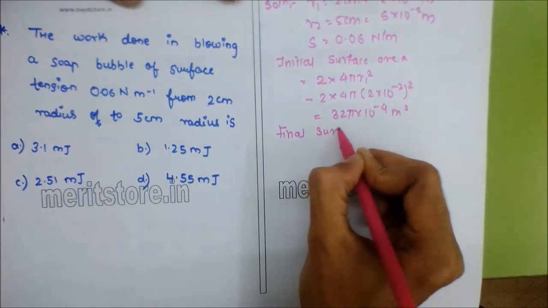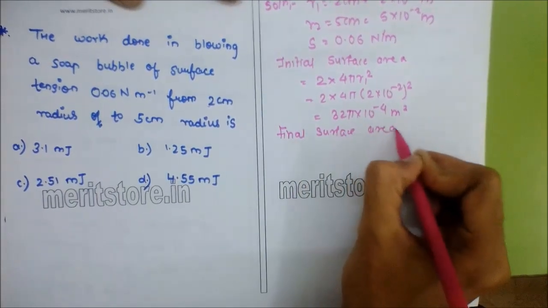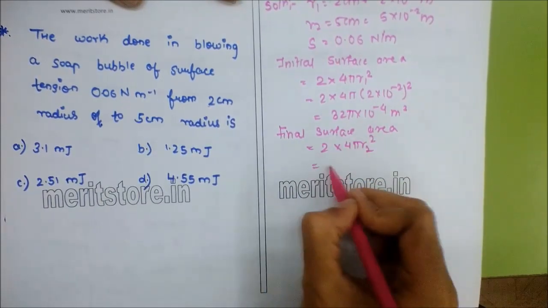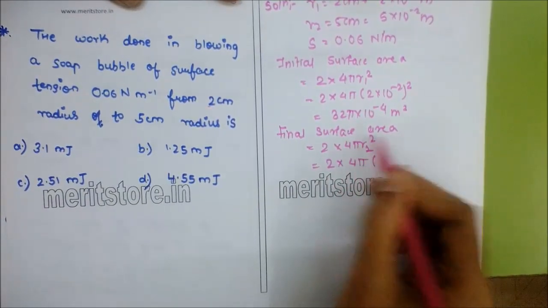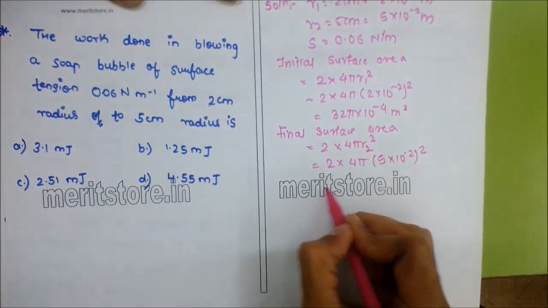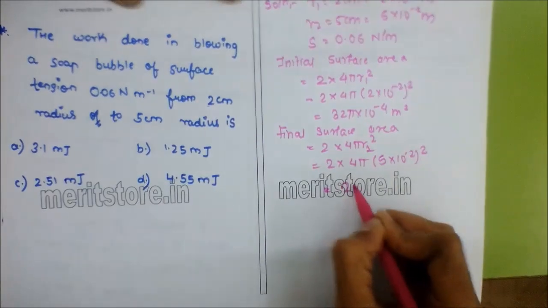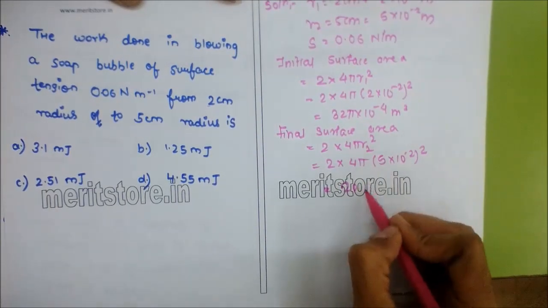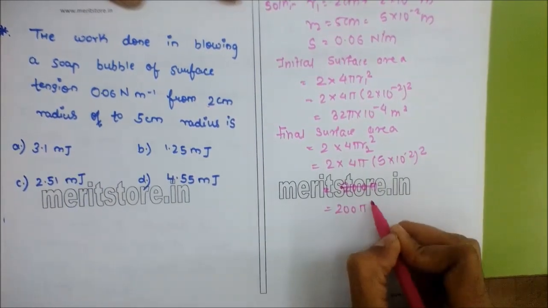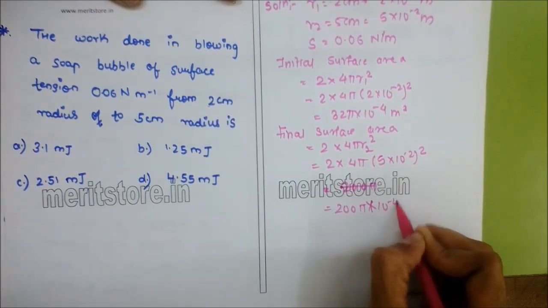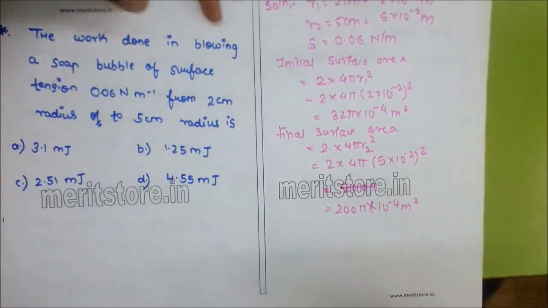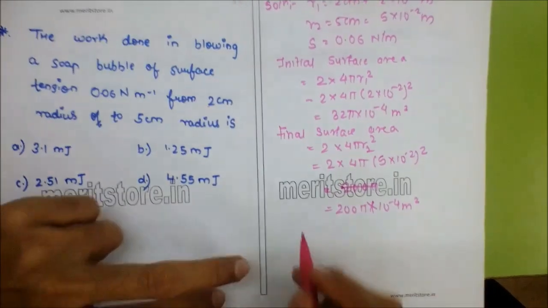Now we will find out the final surface area. Again the same formula, 2 into 4 pi, instead of r1 this time we'll take r2 square. So 2 into 4 pi, r2 value is 5 into 10 raised to minus 2 square, so that gives you 200 pi into 10 raised to minus 4 meters square. Okay, this is the final surface area and the initial surface area.